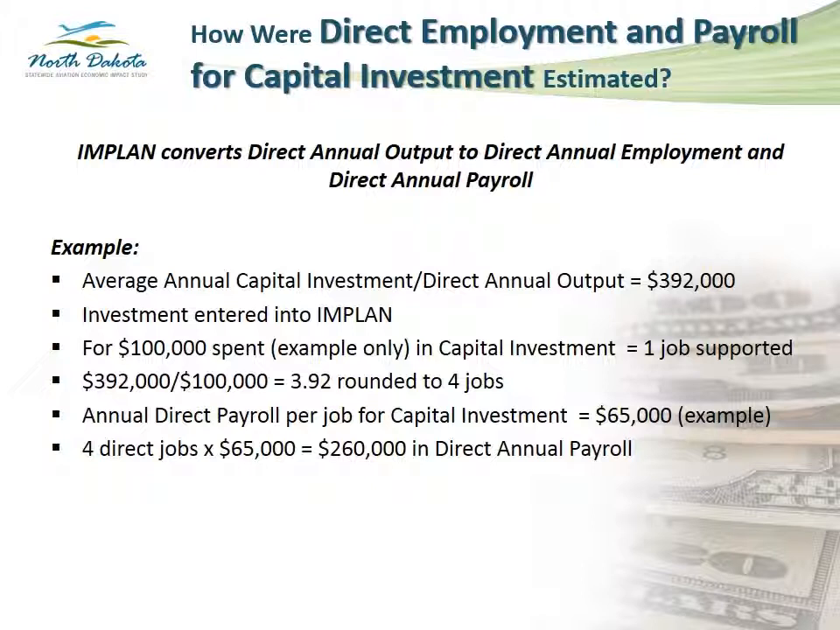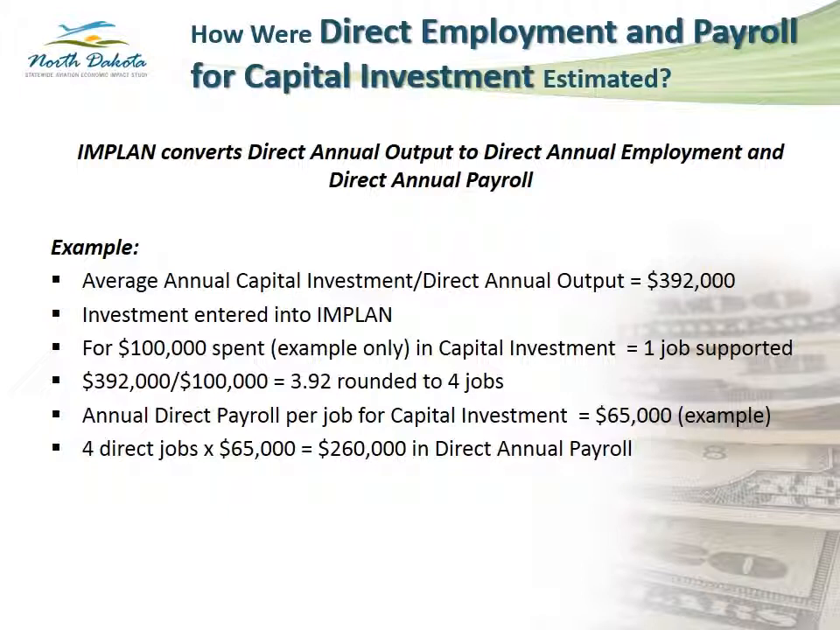Okay, so we know that in the capital investment category, direct output is equal to the 3-year average of the capital investment at each airport. If we know that over 3 years, an airport has had capital investment that averaged $392,000, this becomes our direct output number. If you look at your airport's direct output in the capital investment category, that number is the 3-year average for spending for all projects at your airport.